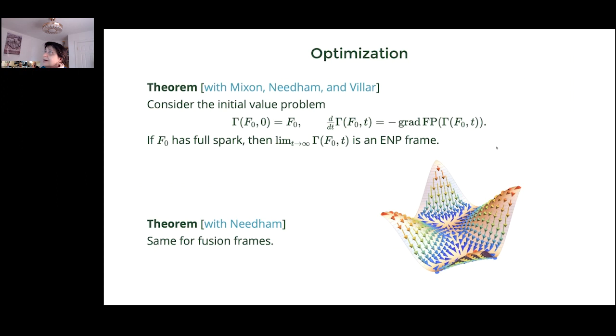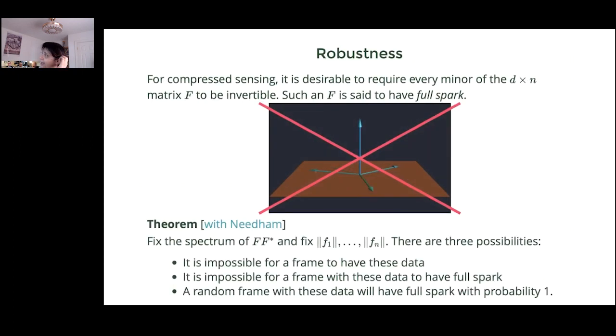It's just the theorem which you showed, that either you don't have frames or you have plenty of them with probability 1 of full spark. Is there any specific condition on the spectrum and lengths which you would say, okay, check this and you will know in which of the 3 scenarios you are?